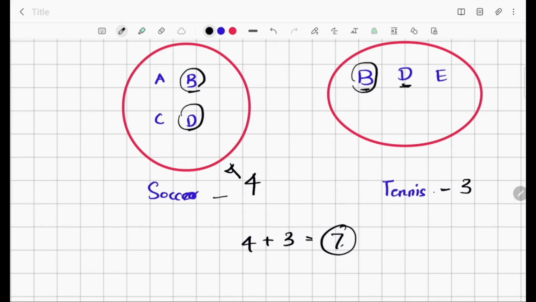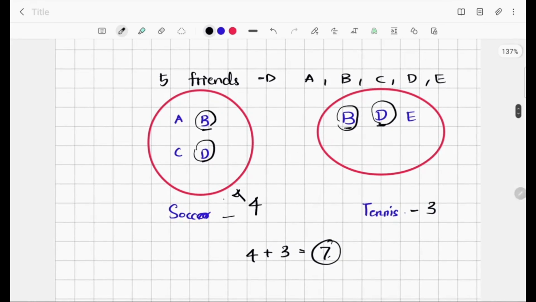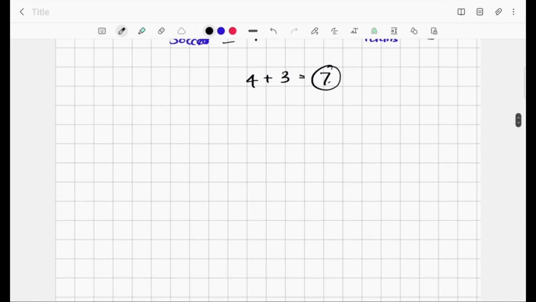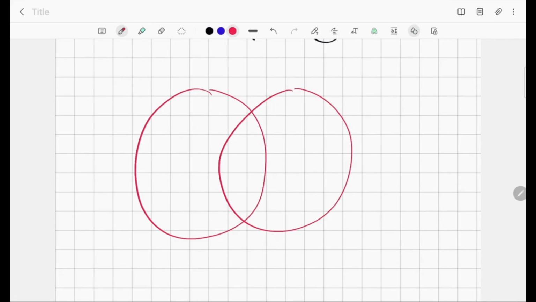Okay, which means they have been double counted. They have been counted in soccer and they also have been counted in tennis. So we have to eliminate this problem of double counting if we want to put them in the sets, or if you want to put them in Venn diagrams. So let me come up with another diagram. Okay, so it is this.